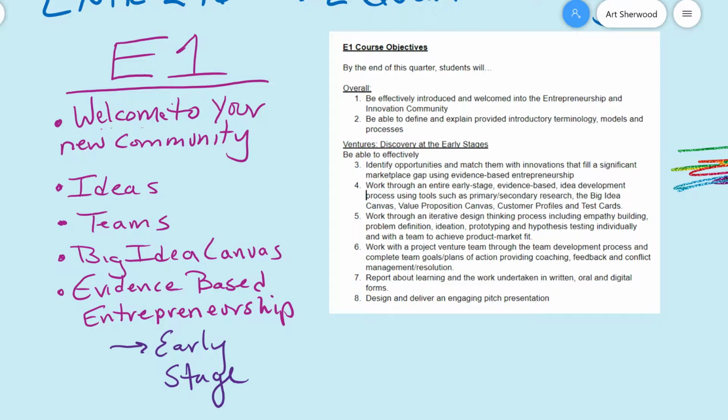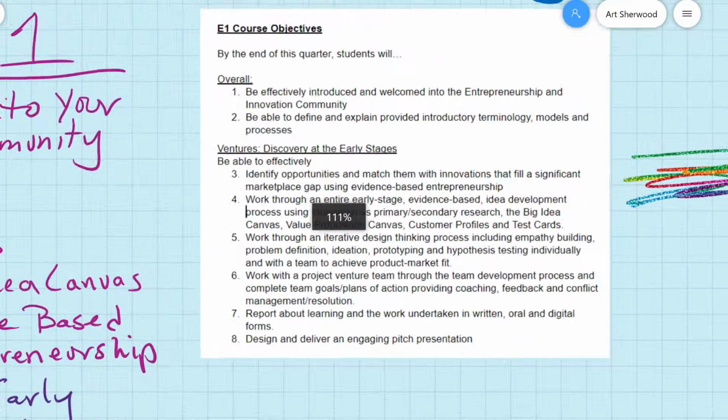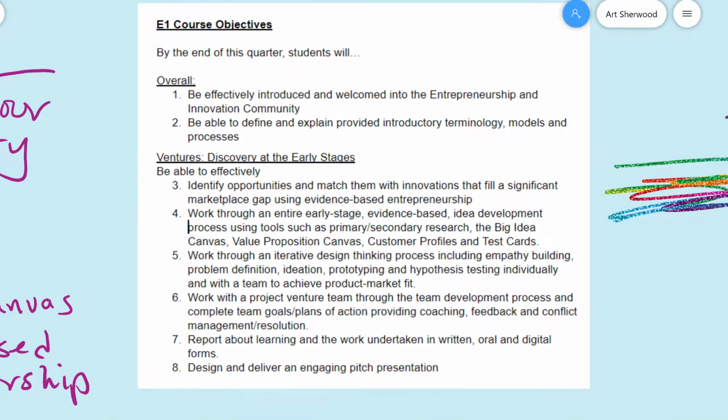And in the evidence-based entrepreneurship process, which is ultimately we also call the Z model, you did a lot of work in the early stages of that. And all of this is reflected in the E1 course objectives. And all of these different pieces were in here. You learned different tools, such as the ones that are noted right here: big idea canvas, value proposition canvas, customer profiles, test cards, those sorts of things. All of that will still remain in play as we move to E2, but we actually evolve it quite a bit. So let's see what happens.